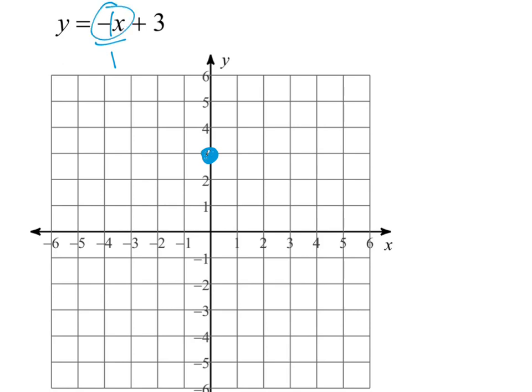This tells me I need to go down 1. This tells me I need to go right 1. So it's down and right. So I'm going to go down 1, right 1, put a dot, down 1, right 1, down 1, right 1, down 1, right 1, down 1, right 1, down 1, right 1. Or I can go up, left, up and left, up and left, up and left, all ones there. Makes the line looking like this.